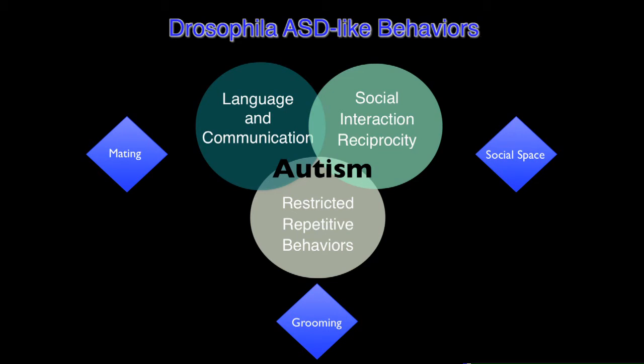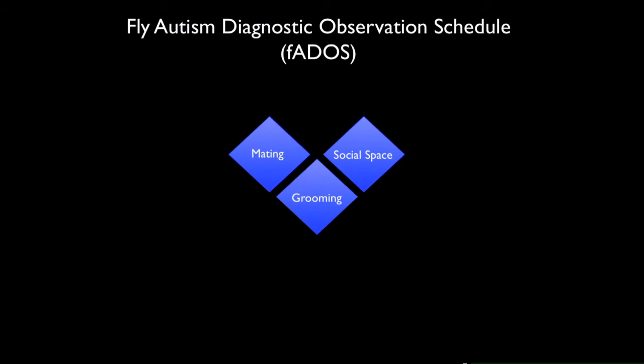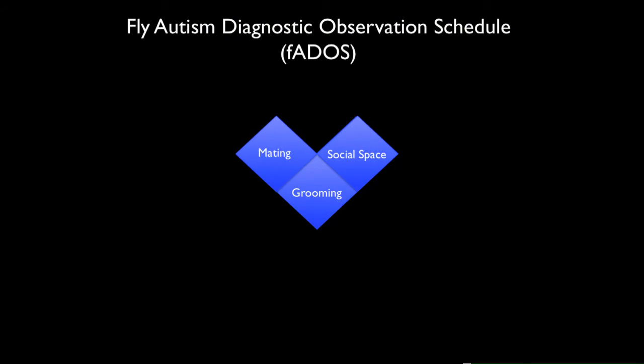So we looked at all of these behaviors together, and what we're really trying to do is fuse them in what we call the F-ADOS, or the Fly ADOS, which stands for the Autism Diagnostic Observation Schedule, which is what's used in people to diagnose autism.